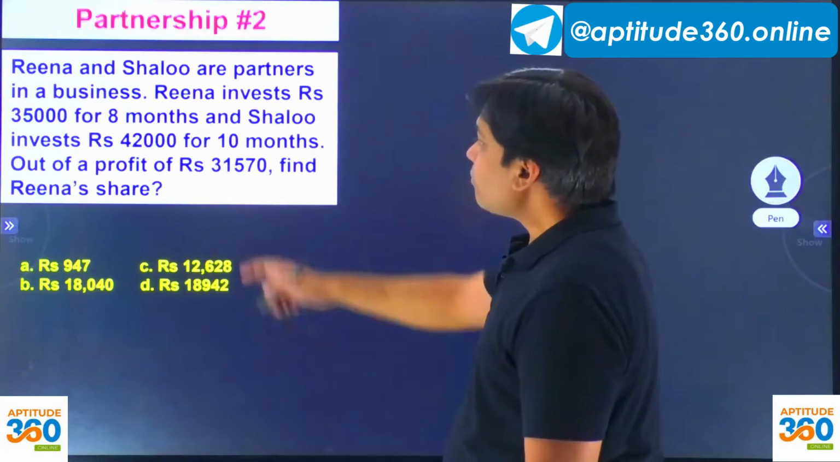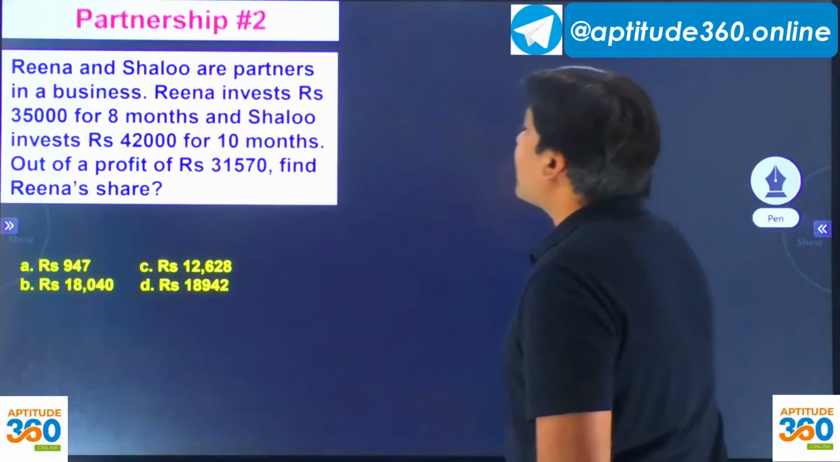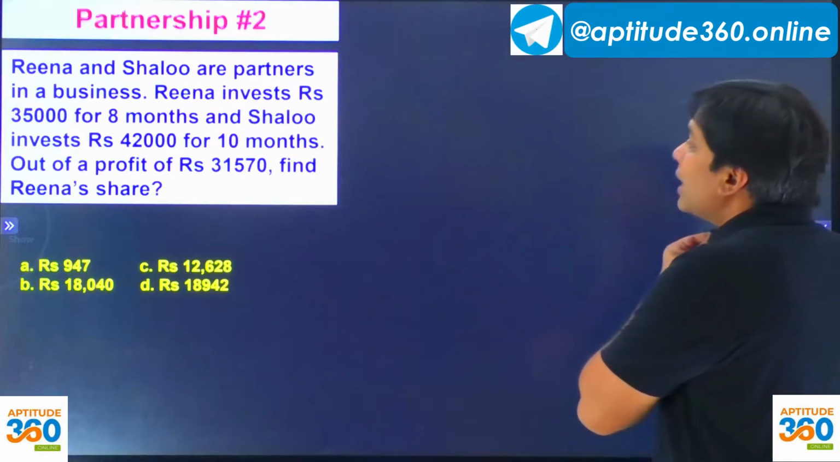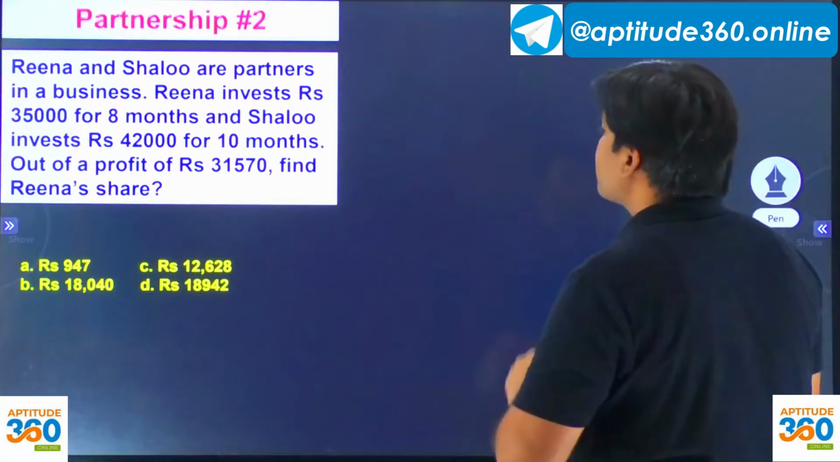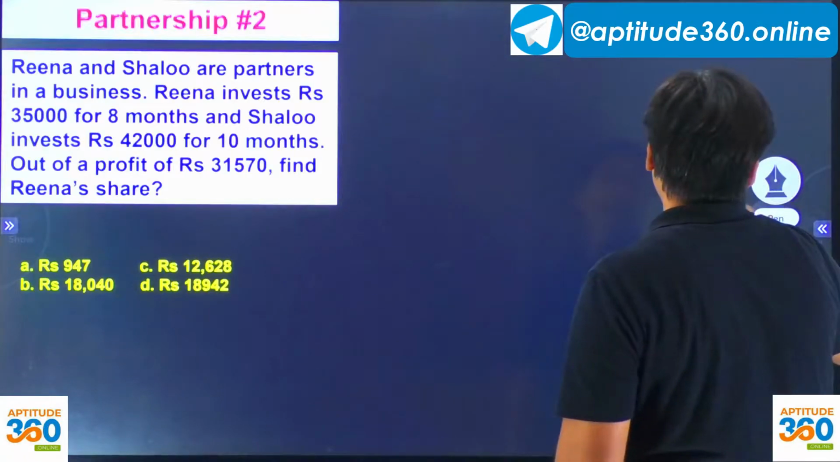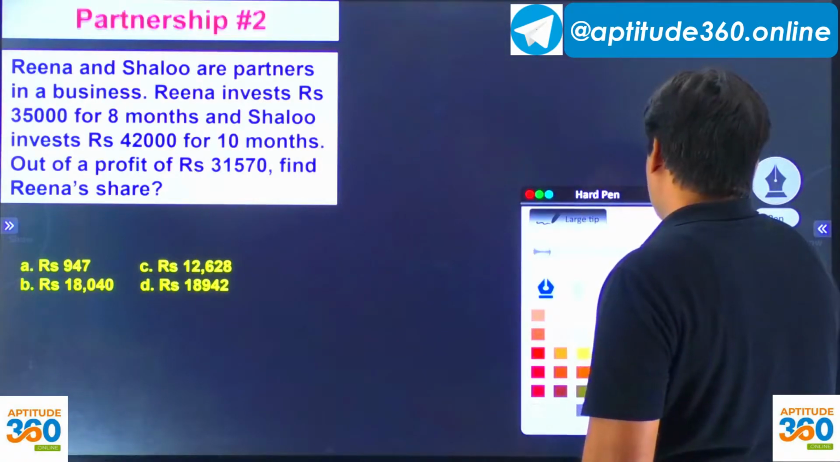Now, Reena and Shaloo are partners in a business. Reena invested 35,000 rupees for 8 months. Simple, right? Please do that.